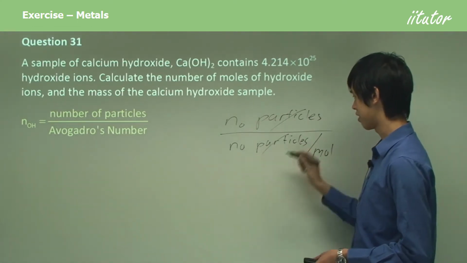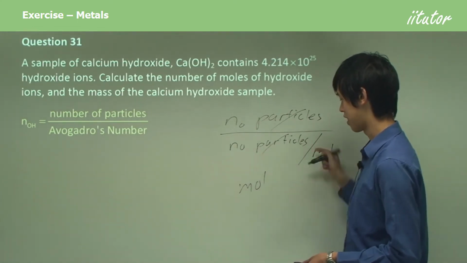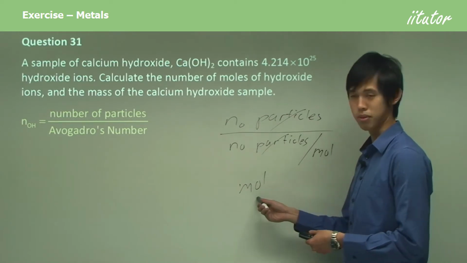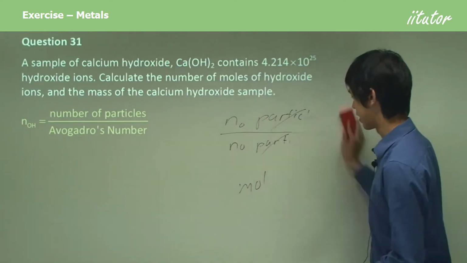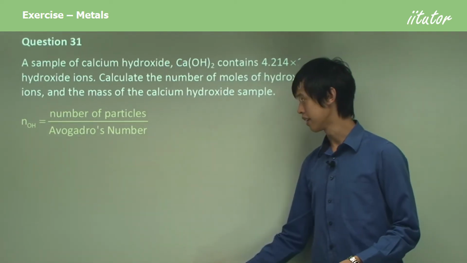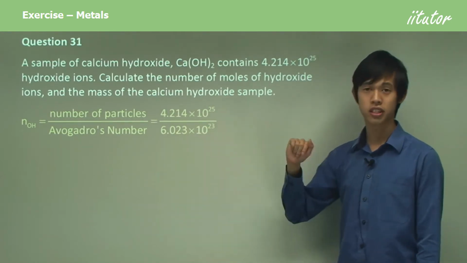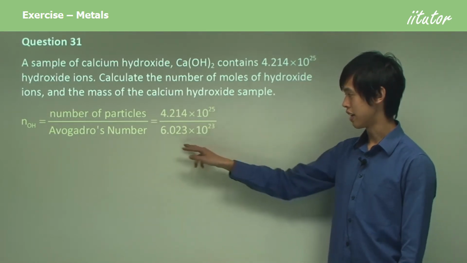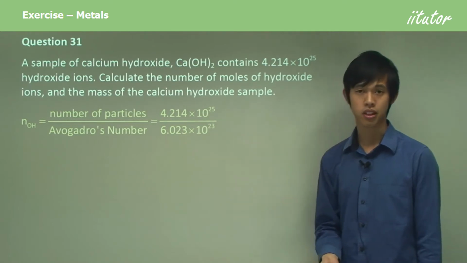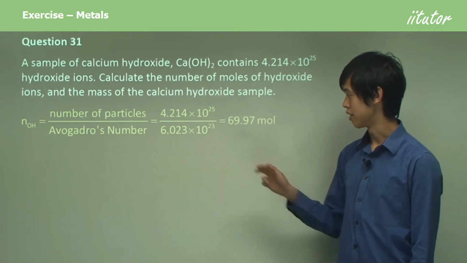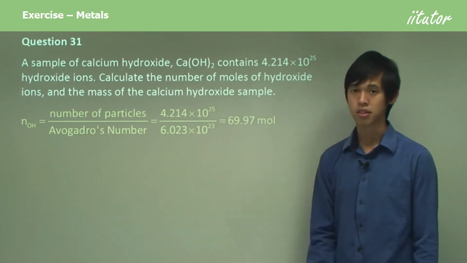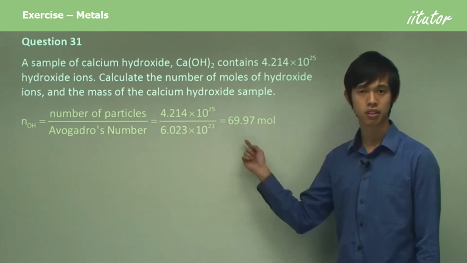then this cancels out and you're left with just mole, because that goes up to the top. So you're just left with mole. Okay, so that actually does work. Let's continue with this equation. We got 4.214 times 10 to the 25 divided by 6.023 times 10 to the 23, which gives you 69.97 moles. Okay, that's a fair few moles, but 69.97.